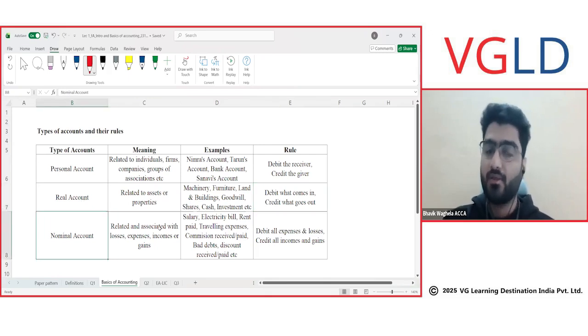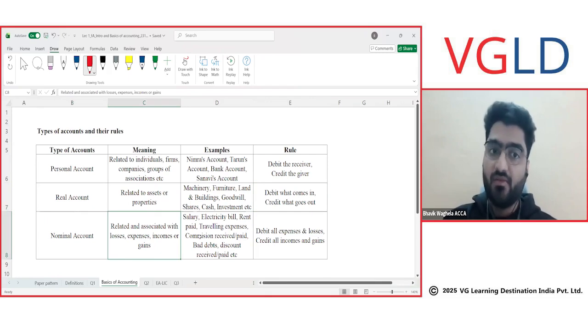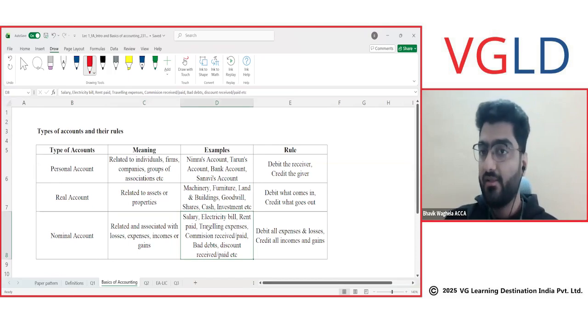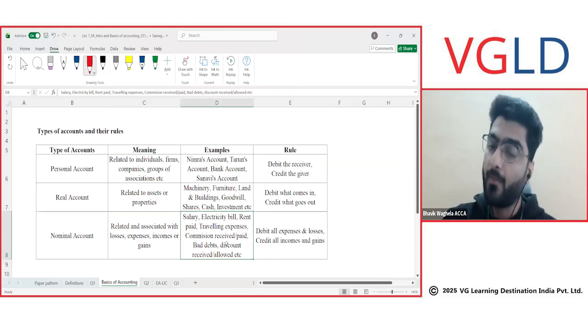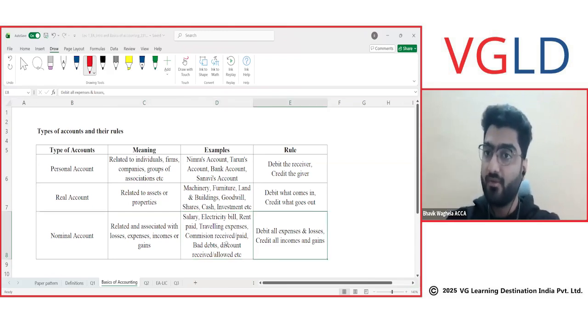And third is the nominal account. These are related and associated with losses, expenses, incomes, or gains. Examples: salary, electricity bill, rent paid, traveling expenses, commission received or paid, bad debts, discount received, discount paid, discount allowed, etc. And the rule is debit all expenses and losses, credit all incomes and gains. Everyone got this?